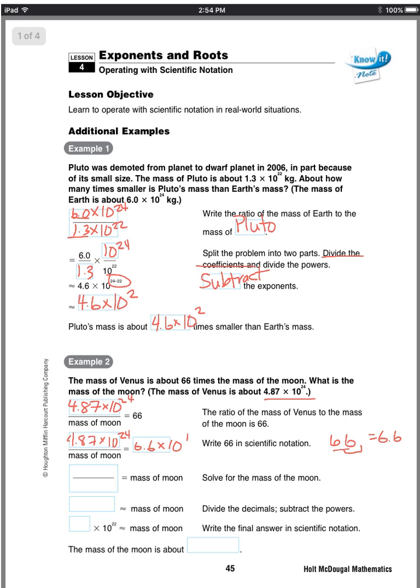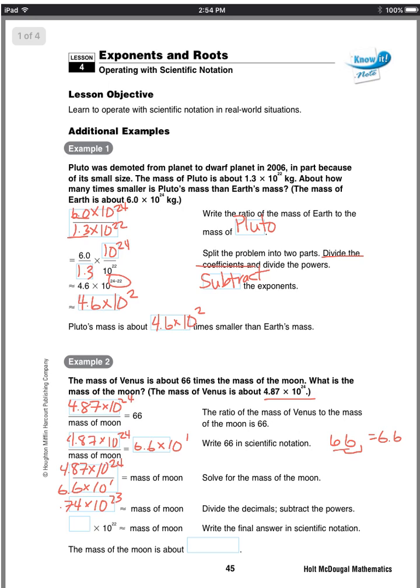So now we can solve for the mass of the moon. And how we do that is we take 4.87 times 10 to the 24th, and we divide it by 6.6 times 10 to the first. Okay, we just switch places. We're going to divide the decimals and subtract the powers, just like we did in example 1. So we're going to take 4.87 divided by 6.6, and we're going to get 0.74 times 10, and then we're going to take 24 minus 1 and get 23.